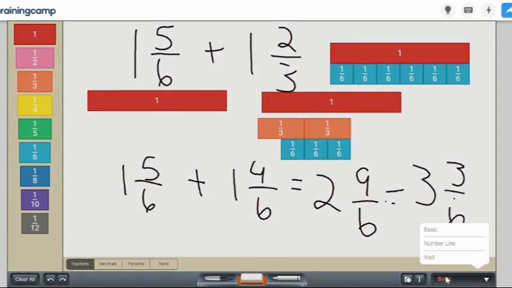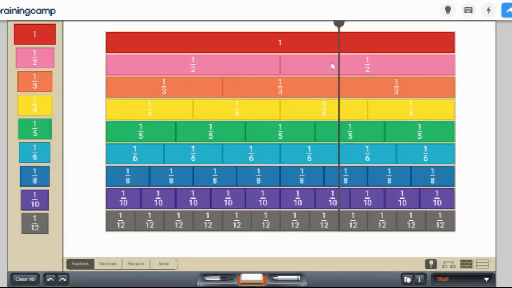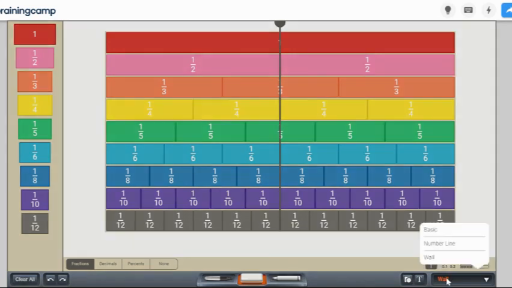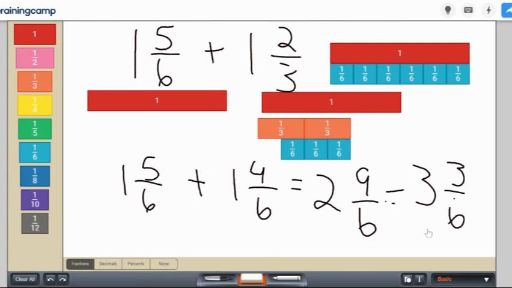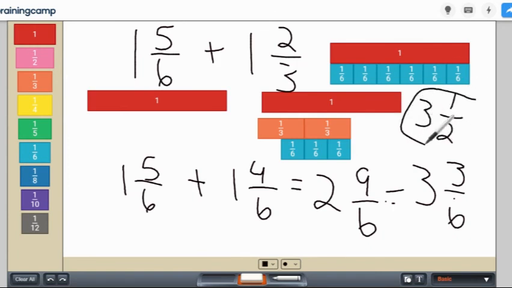So we go back to the wall. We find 3/6 right here. Here's 3/6. And we look, well, it could equal 2/4, but can we do better? Yes, it equals 1/2. So we go back and we find that our final answer is 3 1/2. Hopefully this helps.